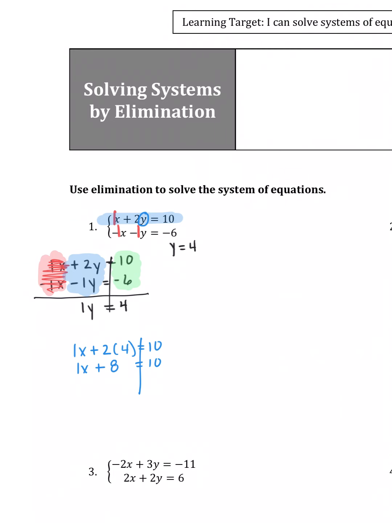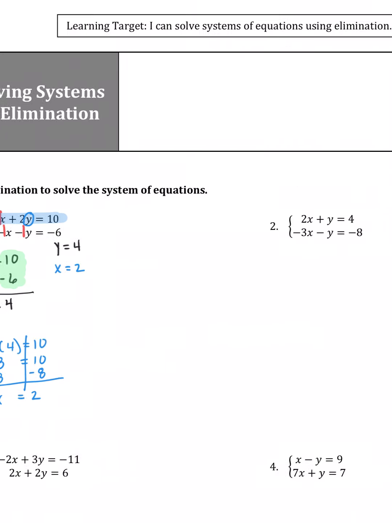So we're good there. Now we want to get that 1x all by itself. How do we get 1x by itself? Well, we need to get rid of this 8. And it was a positive 8, so I'm going to say minus 8. So 1x equals 10 minus 8 is 2. And remember, just like our 1y equals 4, our 1x really just means x. So I'm going to say y equals 4 and x equals 2. And there's your answer for those ones.